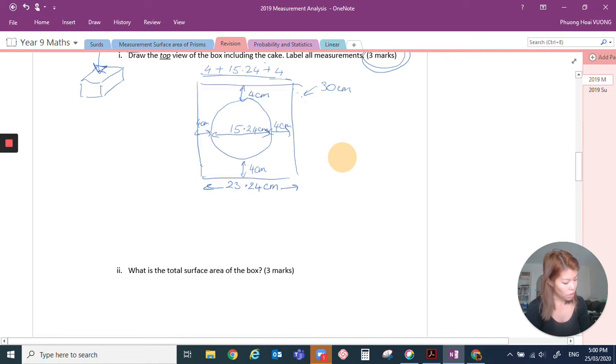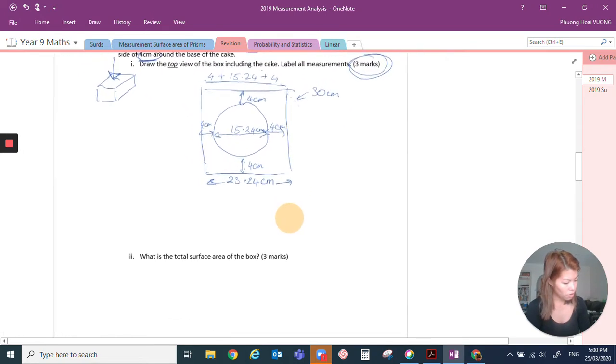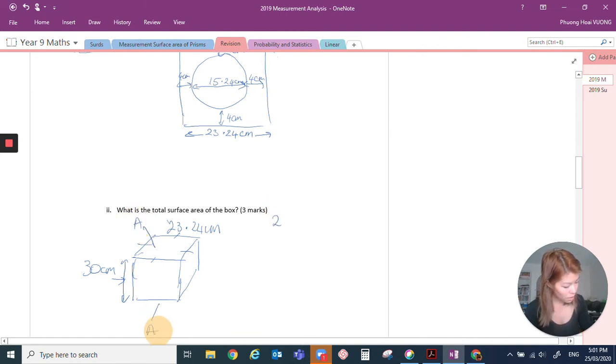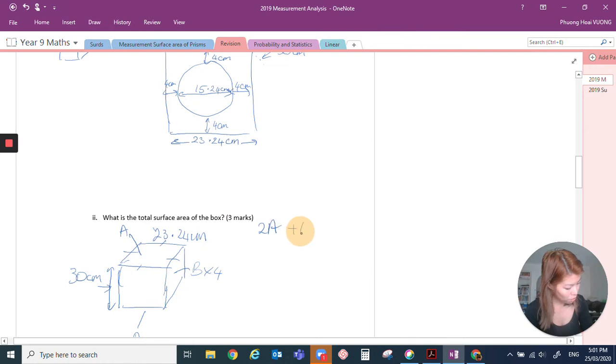Let's go to the next question. What is the total surface area of the box? So if we drew the box again, it's a square top which has a side of 23.24 centimeters and it has a height of 30 centimeters, this height here. So now what is the surface area? Well, let's call the top A, then there's another piece A here, let's call the side B, and we have 4 sides. So we have 2 A's plus 4 B's.